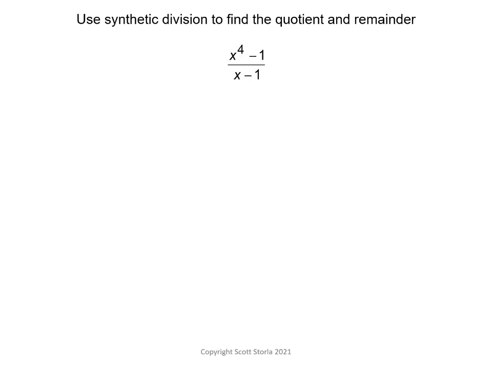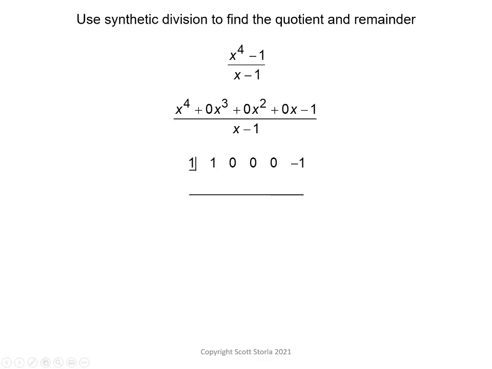Here's an interesting one. See how you do. In the dividend, I'll have to have x to the fourth plus 0x cubed plus 0x squared plus 0x minus 1. My divisor is already a difference, so I'll start with 1. My values will be 1, 0, 0, 0, negative 1.